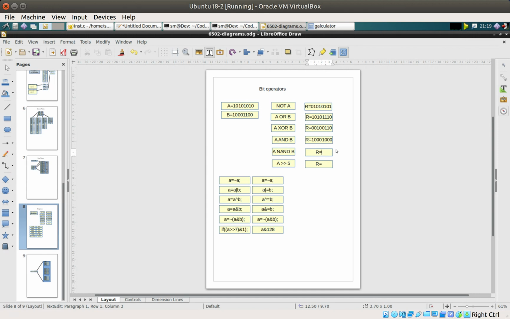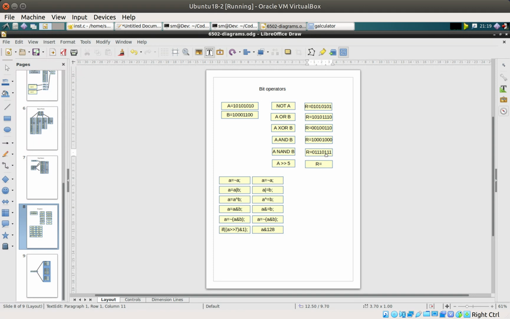The NAND is effectively a not AND. So you can use the not function and the AND function together to set the result. In reality, you take the AND and you not what's in the AND, and you end up with 0 1 1 1 0 1 1 1.